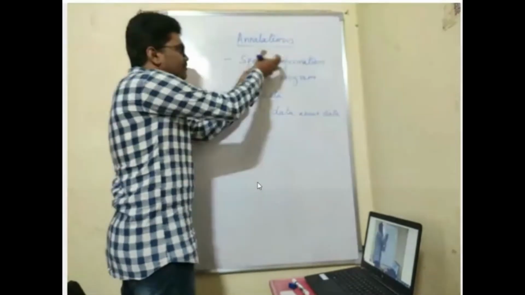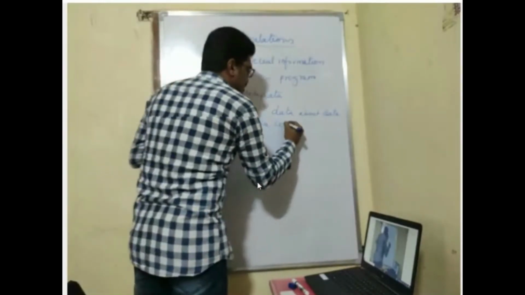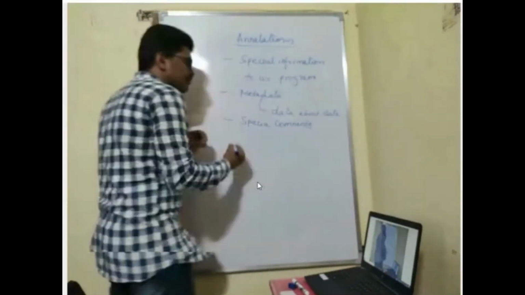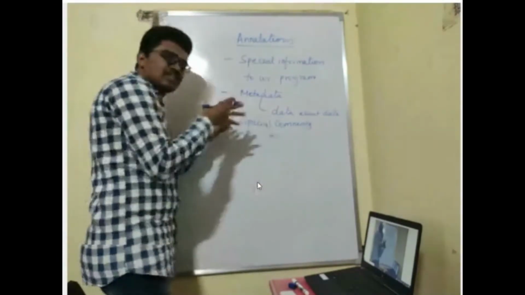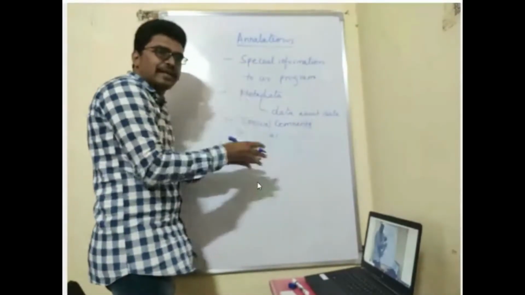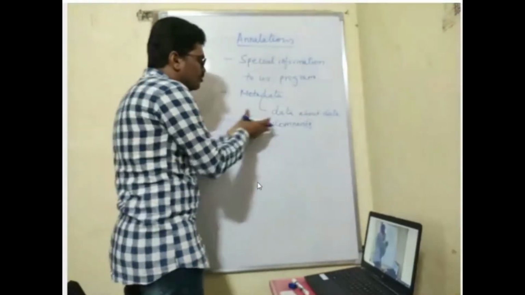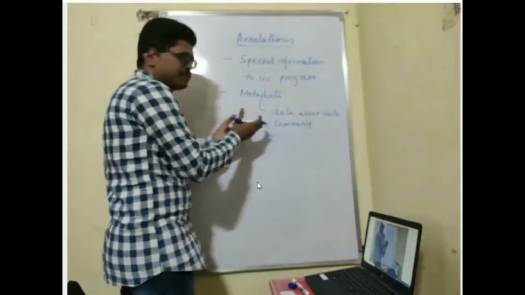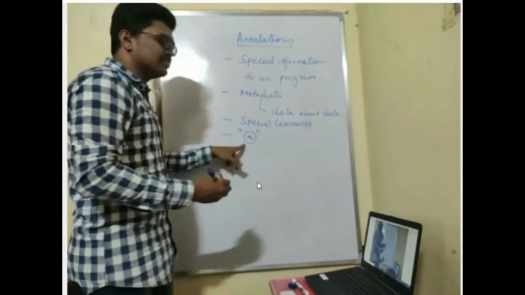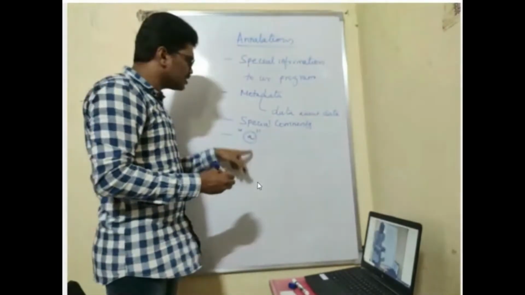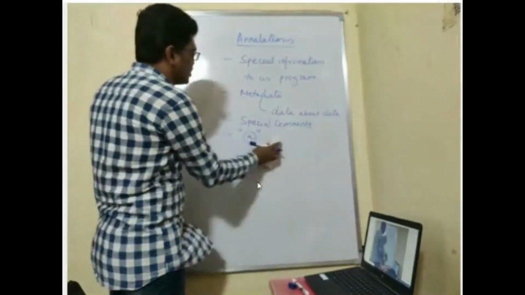They give special information to your program, and we also call them special comments. Normal comments your compiler will not process, but these comments are processed by the compiler to understand a few aspects of your program. That is why we call them special comments. All annotations start with the symbol @. So this is the basic introduction of annotations.